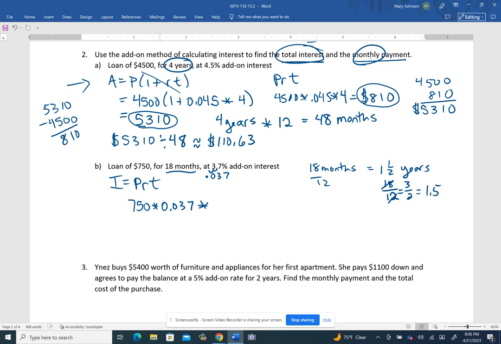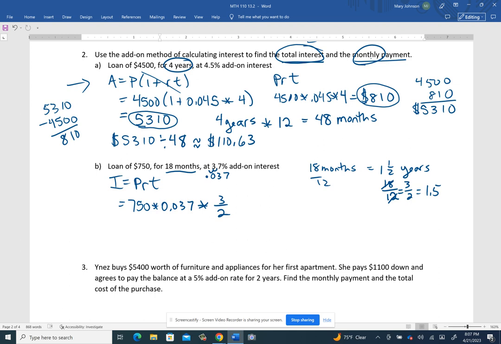You could use either 3 halves or 1.5. You can use the decimal when it doesn't go on forever, when it's an exact value, or just use the number of years written as a fraction. All right, so I could do that and just calculate that part to get the interest.